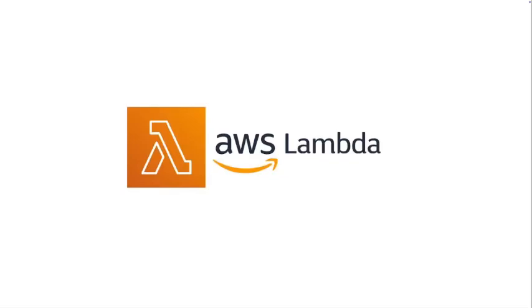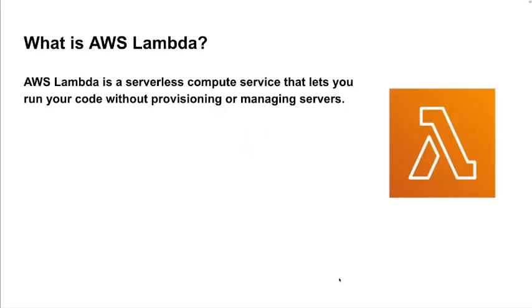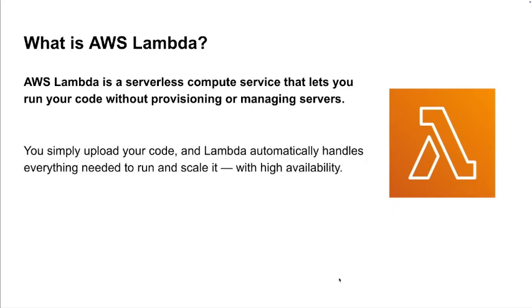We're back to looking at AWS Lambda. What is AWS Lambda? AWS Lambda is a serverless compute service that lets you run your code without provisioning or managing servers. You simply upload your code and Lambda automatically handles everything needed to run and scale it with high availability.